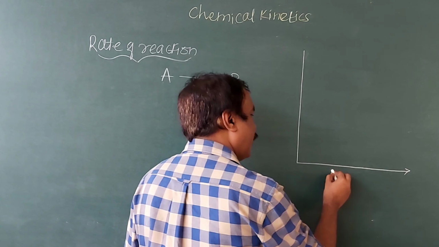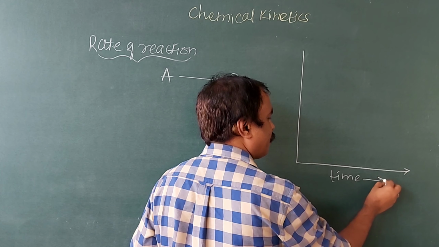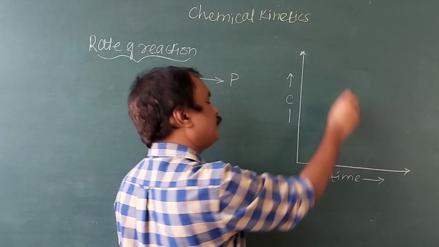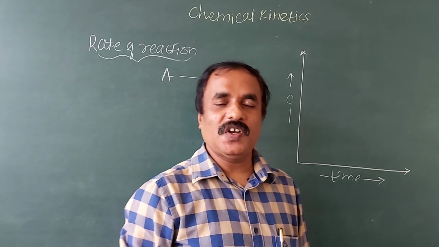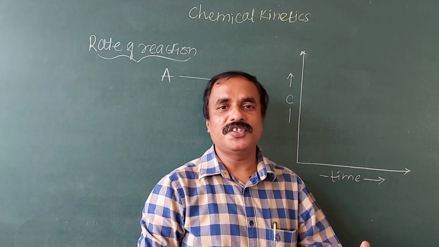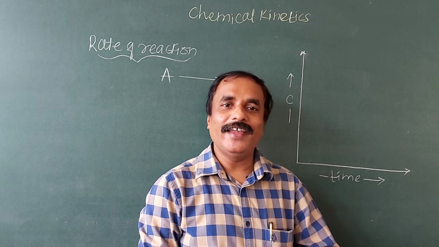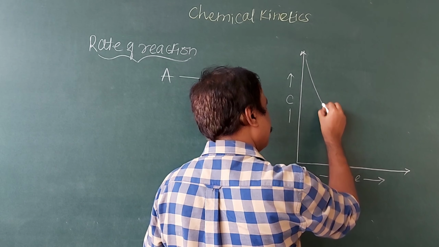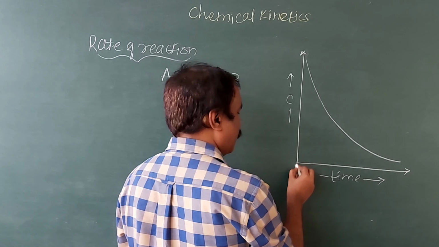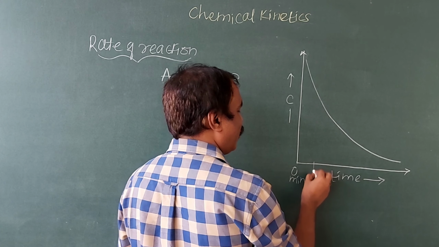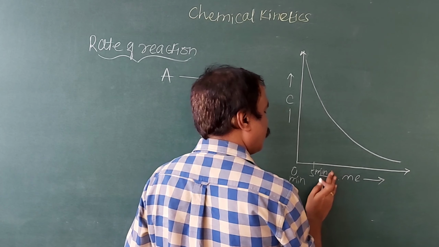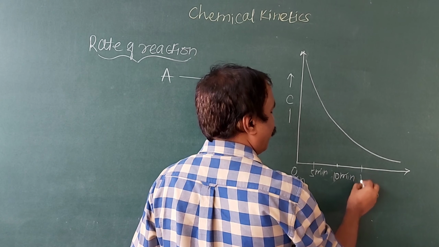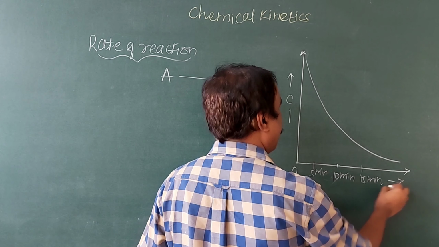For this I will take time on the x-axis and concentration of reactant on the y-axis. Initially the concentration of reactant is more, at the end the concentration of product is more, and with time the concentration of reactant will decrease. The graphical representation is like this. Suppose here 0 minutes, I will take time in minutes, here 5 minutes, 10 minutes, 15, etc. Whatever it will be, time.